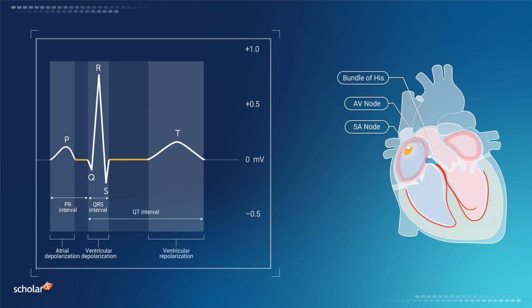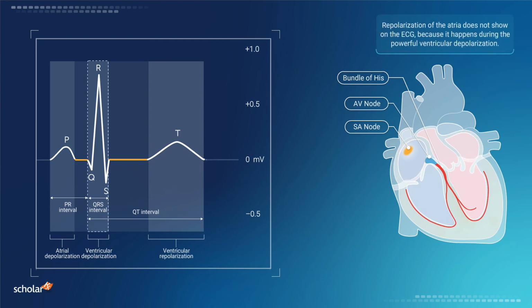If you're wondering, by the way, the atria do generate electric potential when they repolarize as well. It just doesn't show up on the ECG since it happens during the much more powerful ventricular depolarization.